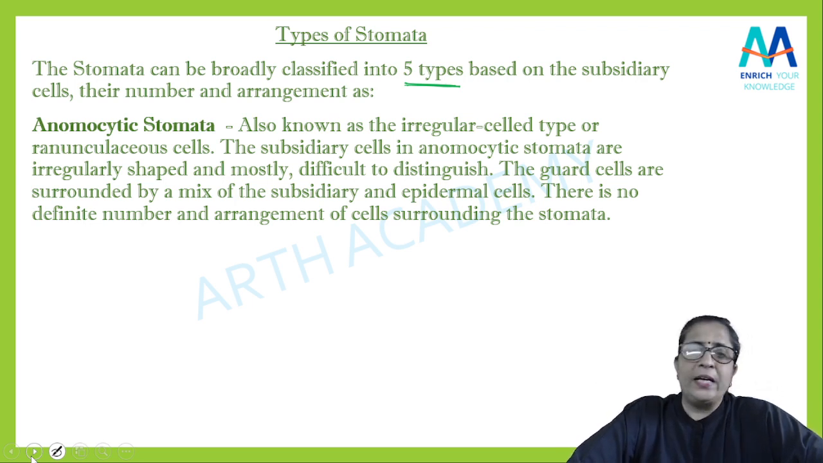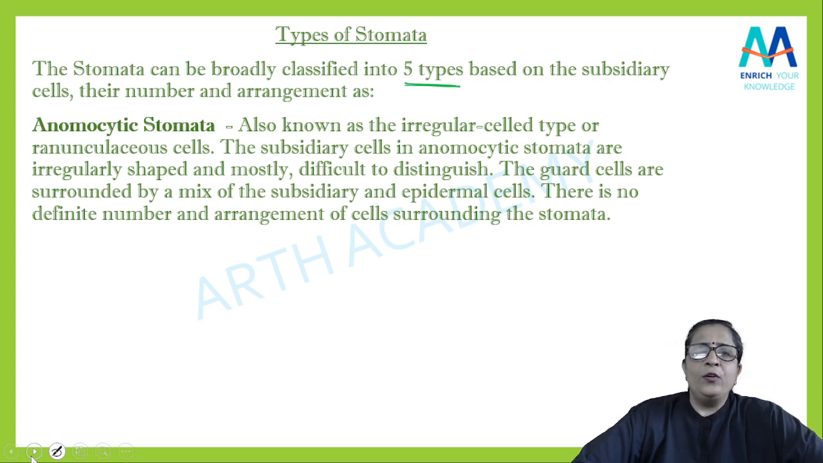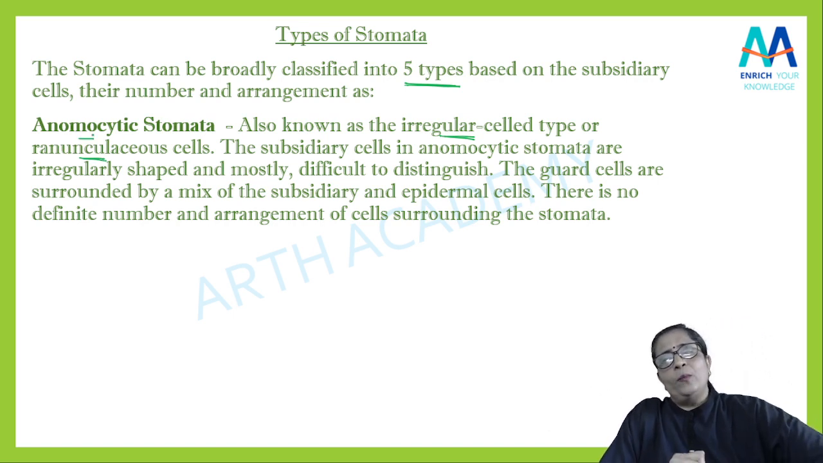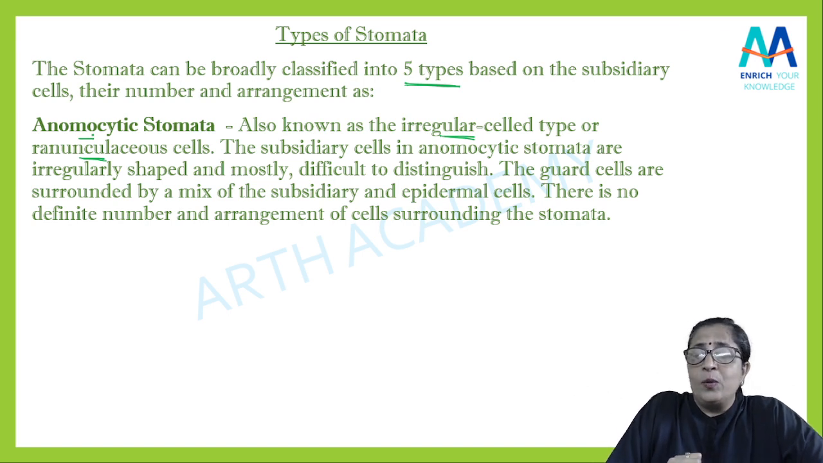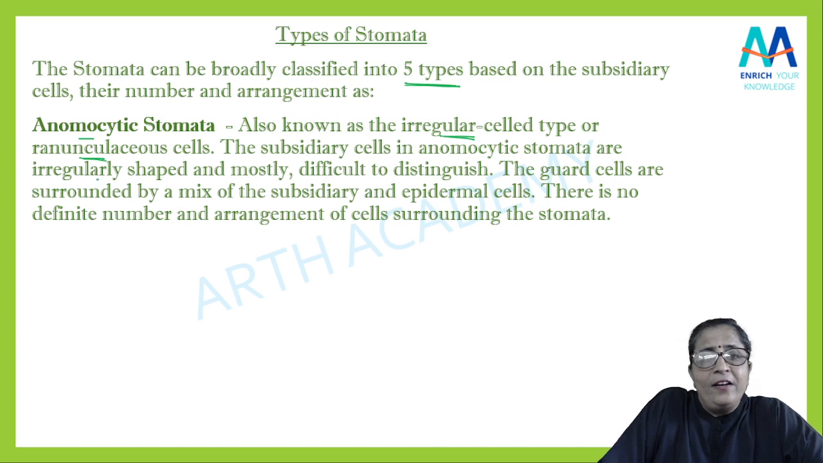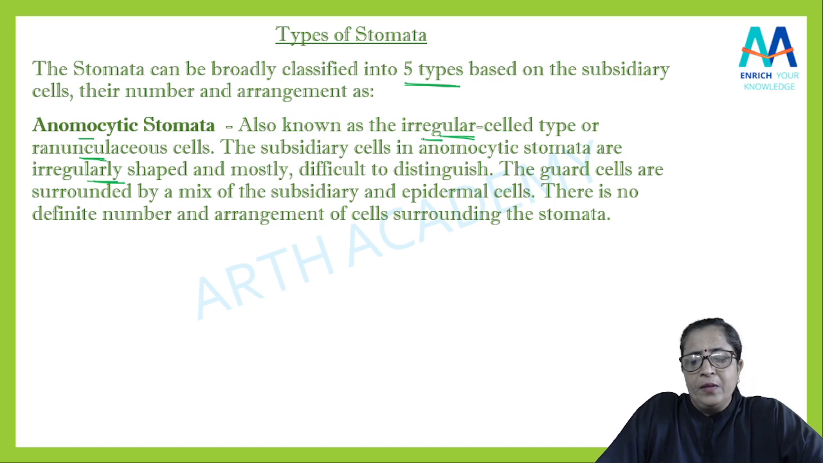Now this anomocytic stomata, isko we also call it an irregular cell type. Yes, or ranunculus cell. Got it? This is also called irregular cell type or ranunculus cells. What is it? It is anomocytic stomata. ये स्टोमेटा कैसे रहता है, what is the difference? The subsidiary cells in such type of stomata are irregularly shaped. That's why हम उसको बोलते हैं irregular, isn't it?